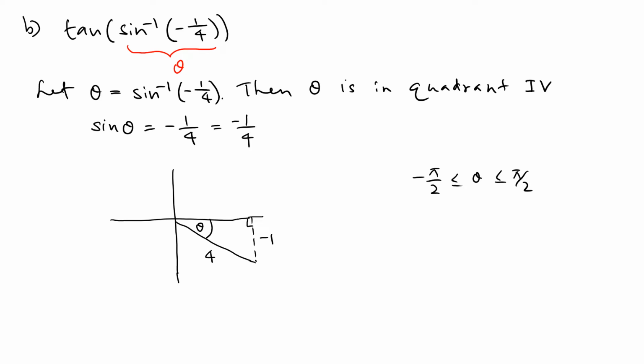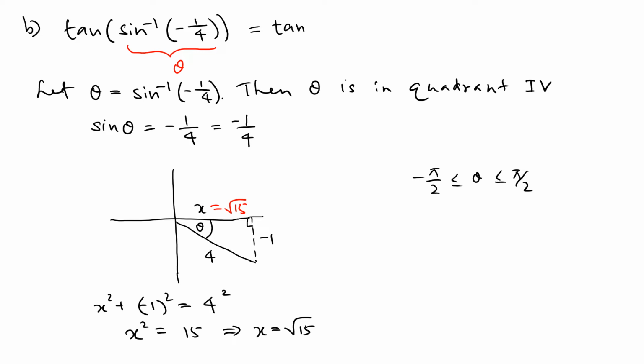Now we're going to find the x value, using the Pythagorean identity. So x squared plus -1 squared equals 4 squared. In this case, x squared is 15 because 4 squared is 16 and -1 squared is 1. Since x is a positive value, x equals positive square root 15. Since we know all three values, we can find any ratio. Our problem now simply becomes tan theta, which is what we are looking for.